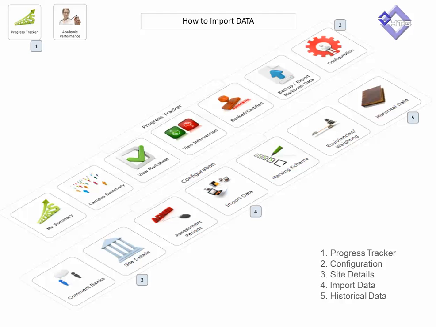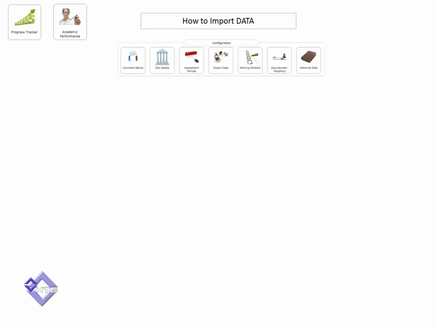Now the data we're going to import is the same data you prepared on the HTG Manager data import template, which we've covered on a different video, and we're going to address each of those tabs within the template in sequence using one of these icons. We're going to start with Site Details.